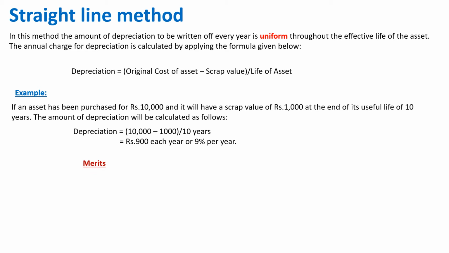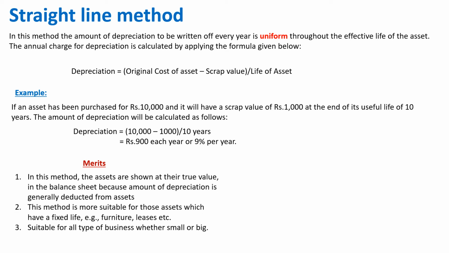So let's now understand what are the merits of this particular method, and then we'll understand what are the demerits of this method. So merit, if you see here: in this method, the assets are shown at their true value in the balance sheet because the amount of depreciation is generally deducted from the asset. This method is more suitable for those assets which have a fixed life, like furniture, leases, or computers. So every year you transfer an equal amount to the profit and loss account. Third, it is suitable for all types of business, whether small or big. This can be applied everywhere, and many corporates in India also follow the straight line method.